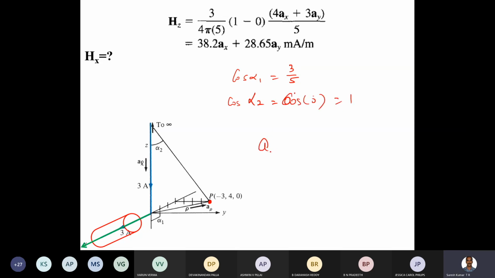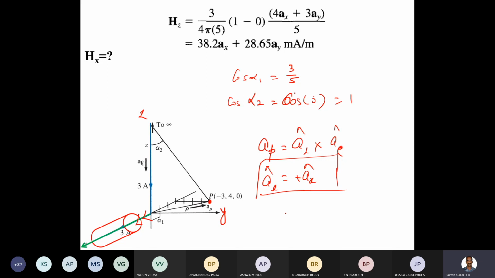Now the other part of the question is a_phi. So a_phi is dL cross a_rho, and the current is flowing in which direction? That will be represented by the dL vector. What is the direction in which current is flowing? This is along the positive X direction. So this is Z, this is Y, this is X. It is going in this direction, positive X. One part is done. Now the other is a_rho.